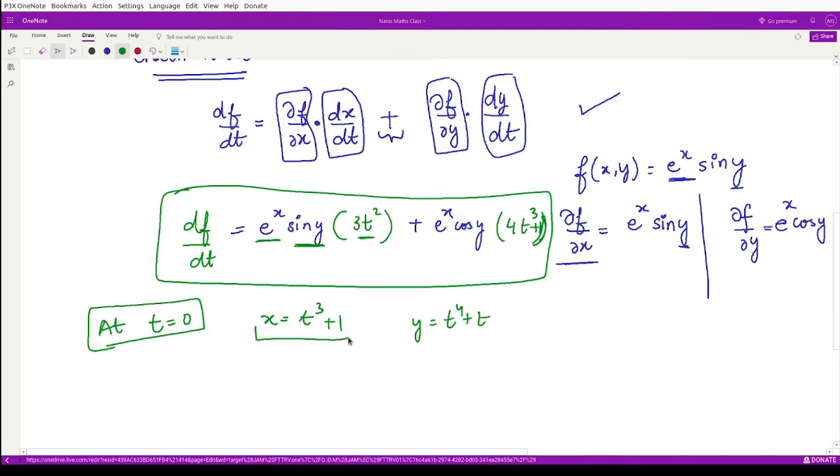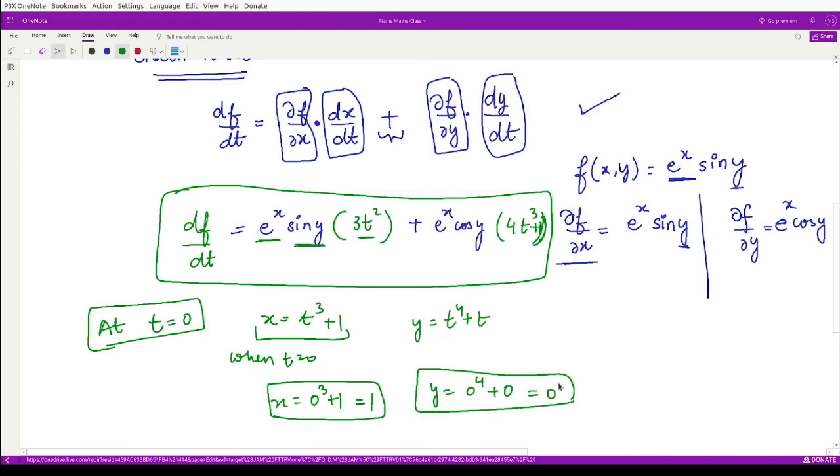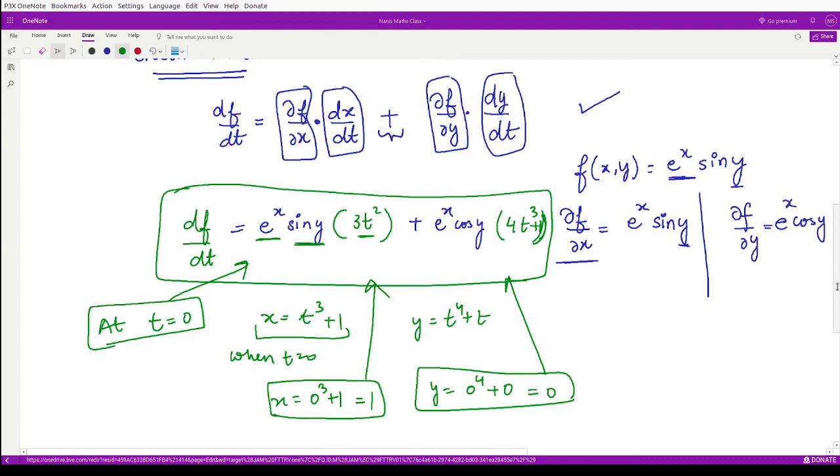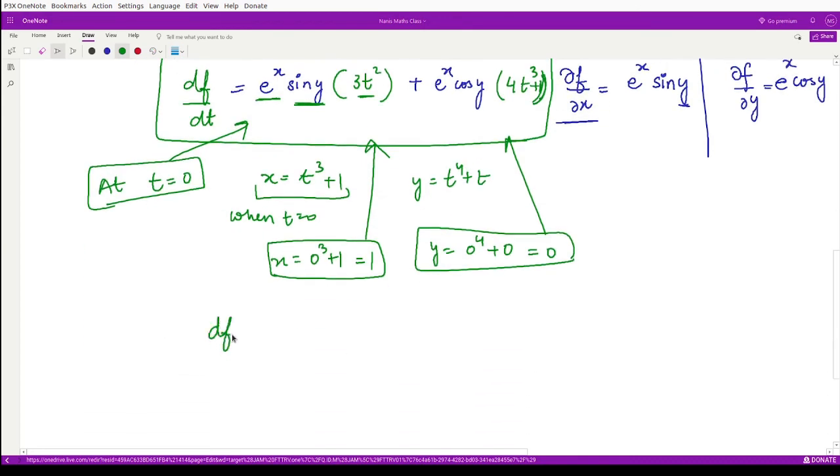Now what is the value of x when t is 0? When t is equal to 0, your x becomes 0 cube plus 1. So your x becomes equal to 1. And when t is 0, y becomes equal to 0 to the power 4 plus 0. So that simply becomes equal to 0. So into this expression, we will substitute t is equal to 0, x is equal to 1 and y is equal to 0. So therefore, we will obtain df upon dt, that is equal to e to the power x.